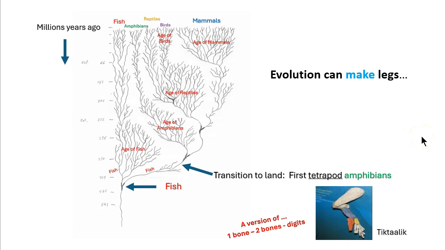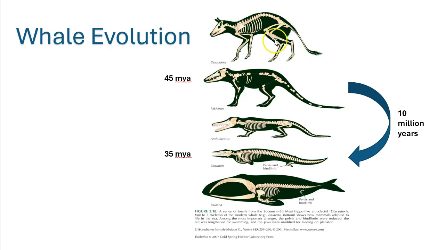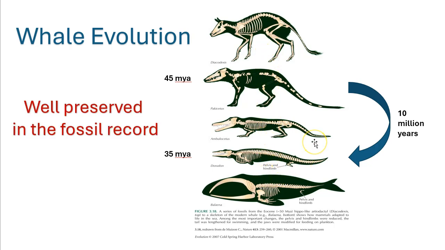But while evolution can make legs, evolution can take them away as well, as we see with the later evolution of whales. Now here we see the story of whales. At the top we have the ancestor of whales. This creature lived on land, but near the water, but it had 4 limbs. But over 50 million years, that ancestral species underwent significant change. And this change is well preserved in the fossil record.